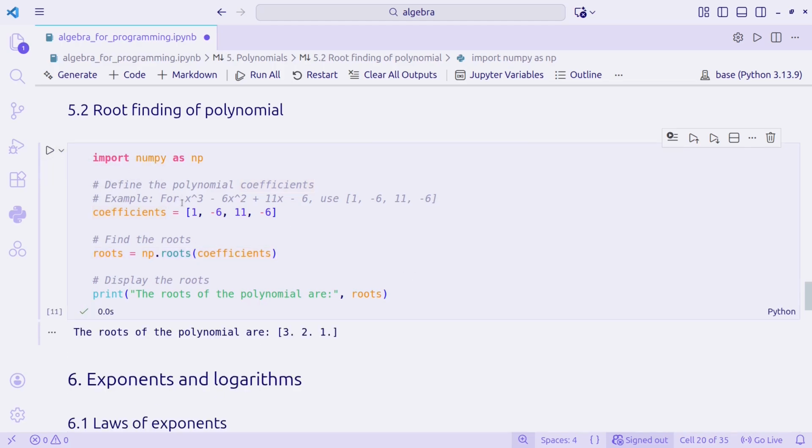So for the polynomial x cubed minus 6 times x squared plus 11x minus 6, the roots would be just 3, 2, and 1. So I have 3 roots coming from a polynomial of degree 3. The coefficient of x cubed is put first, followed by the coefficient of x squared, followed by the coefficient of x, followed by the constant term. So I can use the roots function to help me find the roots of a polynomial.